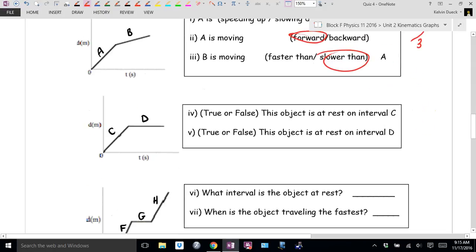True or false? Oh, stop. It's a graph. What kind of graph is this? Distance versus time. True or false, this object is at rest at interval C. I think false. It's moving forwards. But true for interval D. That's at rest.